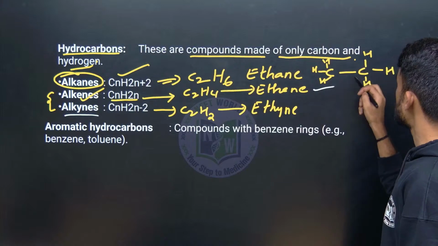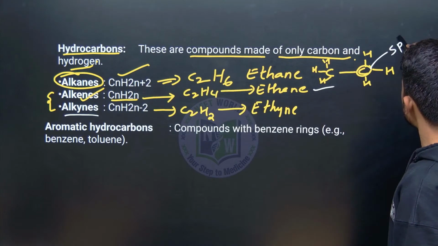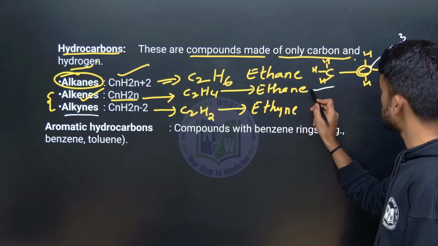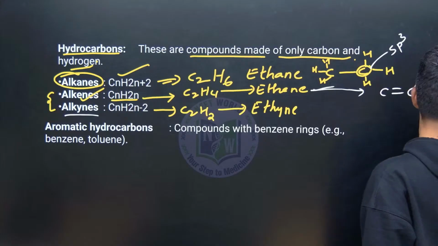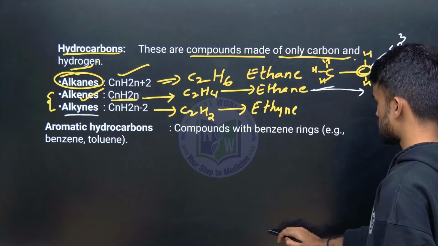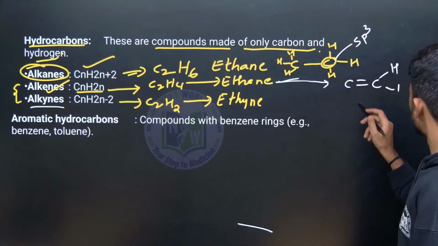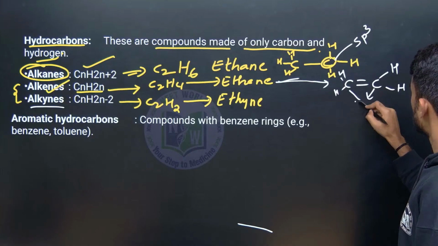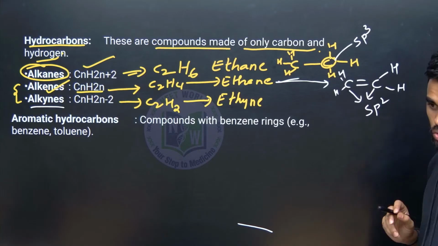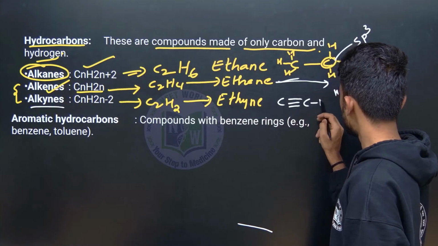Here what is the hybridization of each carbon in this case? 4 sigma bonds are there now, so sp3. So in this case, C=C double bond H, okay, and next, so both are sp2. What about here? C triple bond C H.